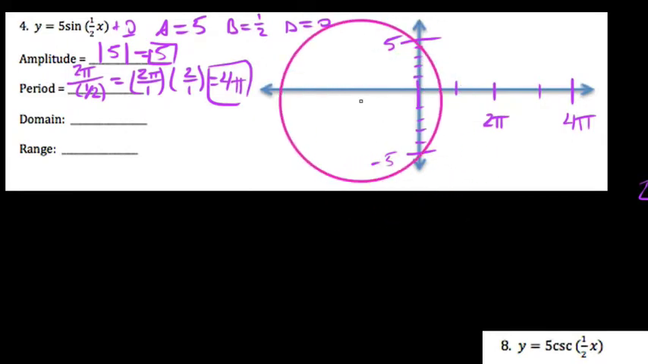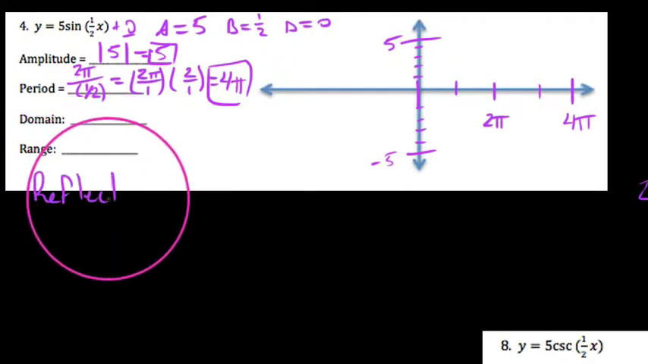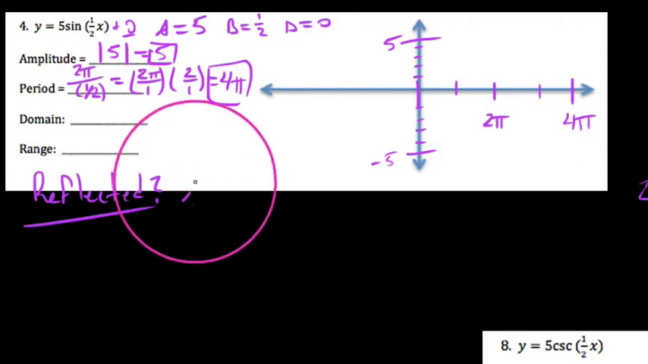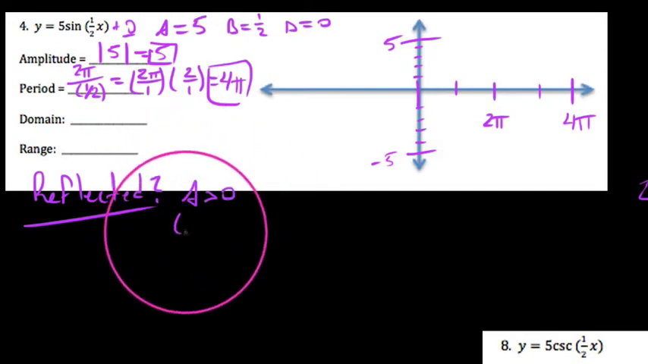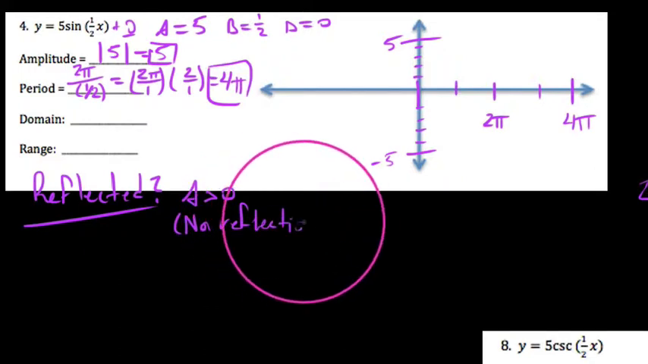So -5. And then knowing what we know about a sine curve, well, first of all, would this be reflected? I suppose that's one more piece of information I want to put in here. Is it reflected? Yes or no. I notice that our A value is positive. So A is positive, so we say no reflection. Okay, we'll make that little note here.